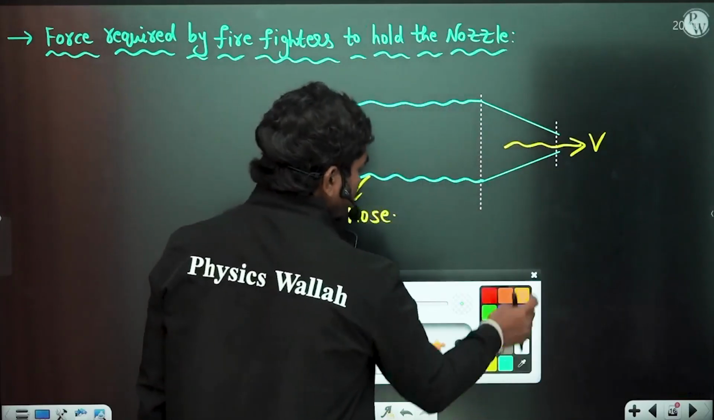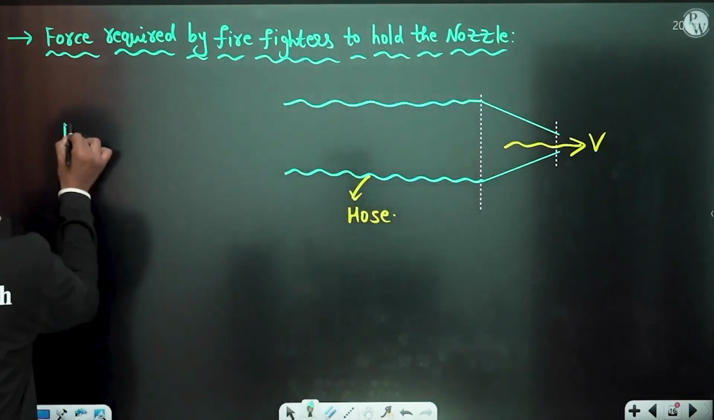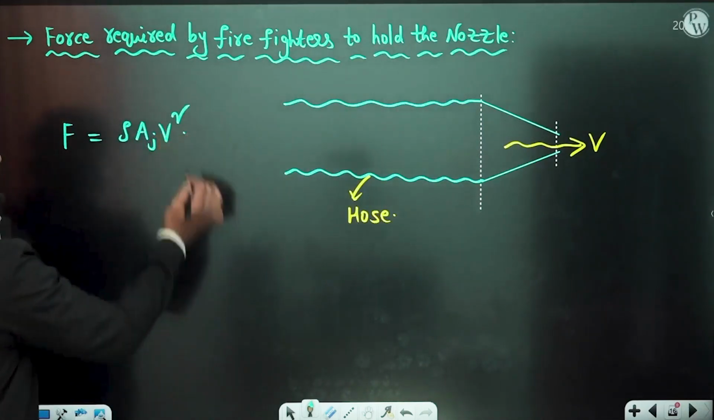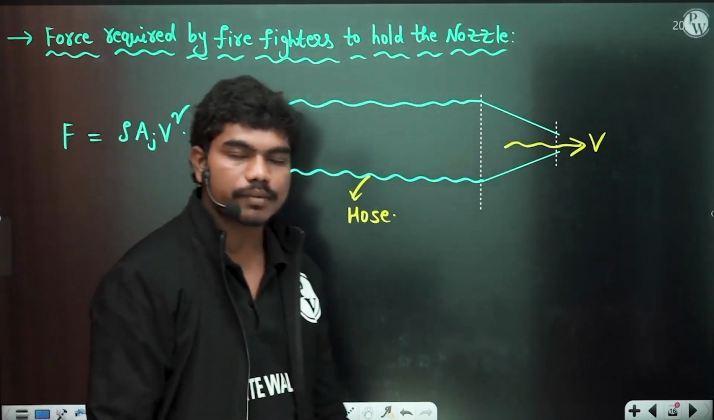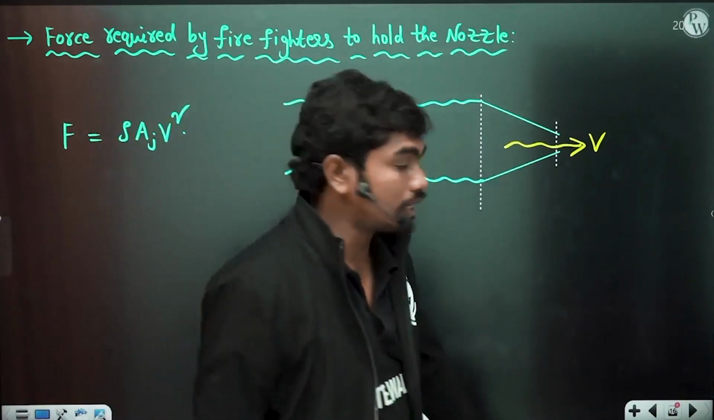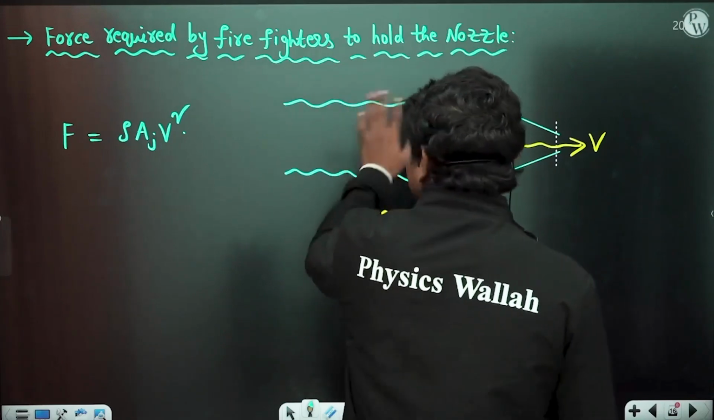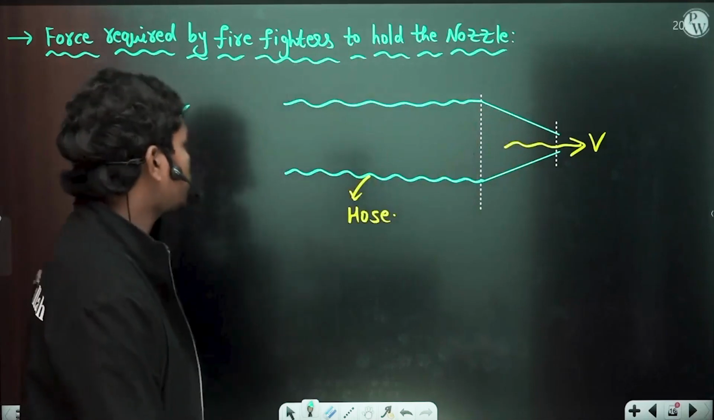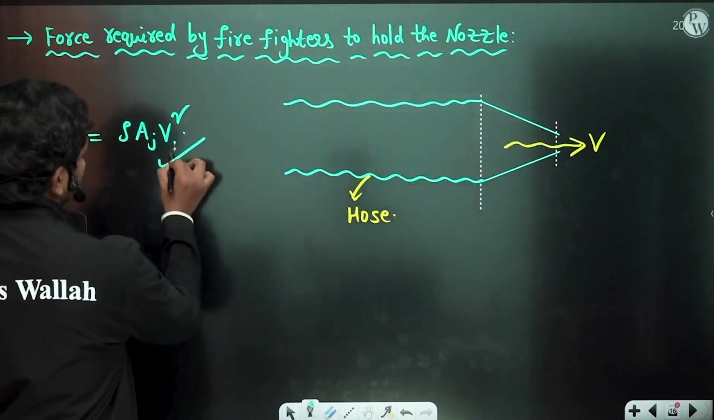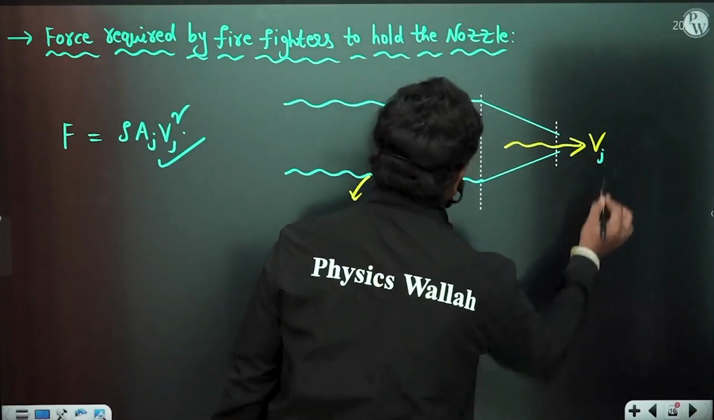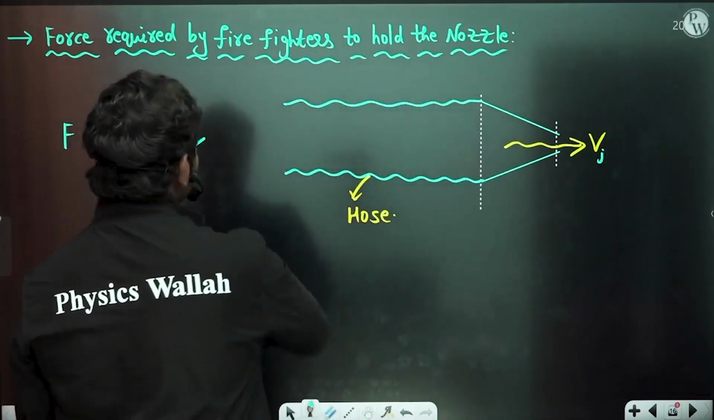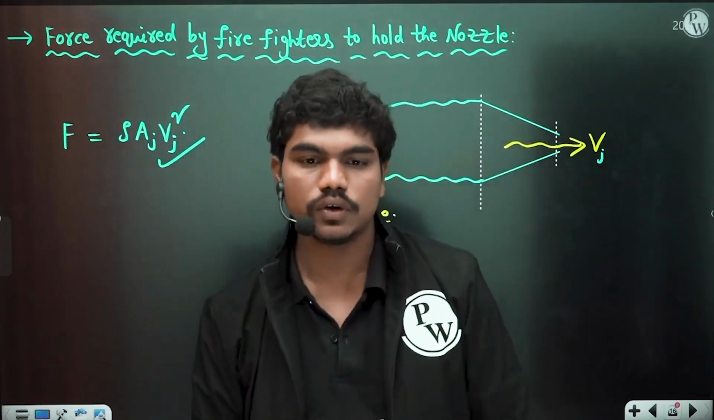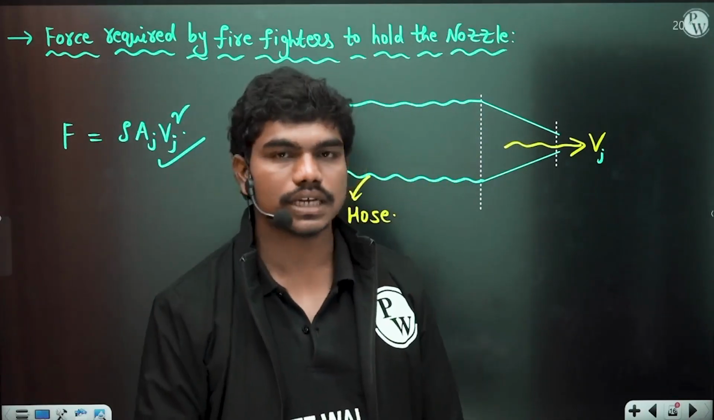So in this case also the force needed by the firefighters F is equal to rho aj into v square. Same thing, because we neglect the inlet velocity, as the inlet is at some far location, so there is no impact on this region because of the inlet fluid. If you want Vj you can keep Vj here. So Vj square times rho aj is the total force required by the firefighters to hold the hose pipe. All these are common applications that we see in day-to-day life.